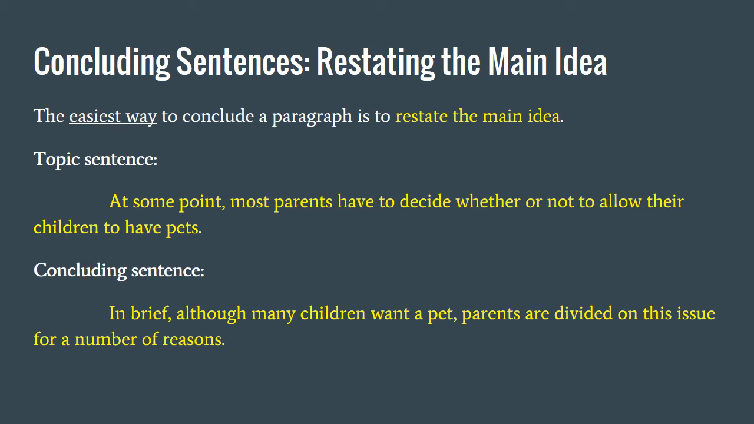At some point, most parents have to decide whether or not to allow their children to have pets. Concluding sentence: In brief, although many children want a pet, parents are divided on this issue for a number of reasons. The information in this concluding sentence is very similar to the topic sentence. In addition, the concluding sentence includes the phrase "a number of important reasons," because the paragraph includes several reasons for allowing or not allowing children to have pets.